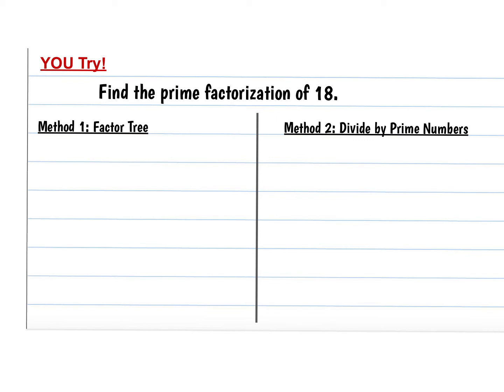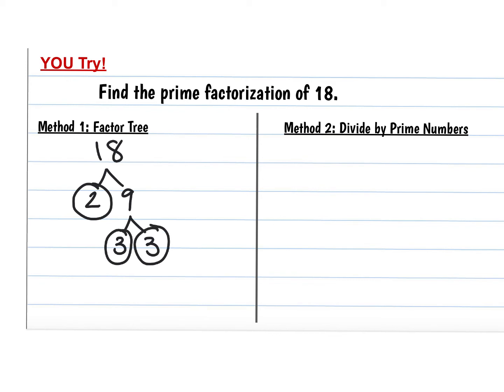Okay, so you're coming back to check. So we have 18, and I might choose different factors than you did. I'm going to choose 2 and 9. I ask, are any of these prime? 2 is. 9 is not. 9 has factors of 3 and 3, which are both prime. So my prime factorization, least to greatest, is 2 times 3 times 3, or 2 times 3 squared. And again, if you wanted to work back, checking that it gets back to 18.